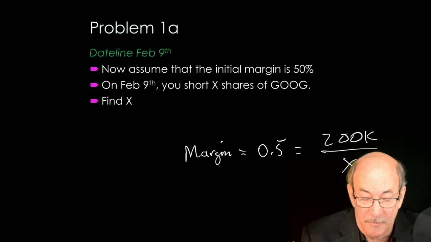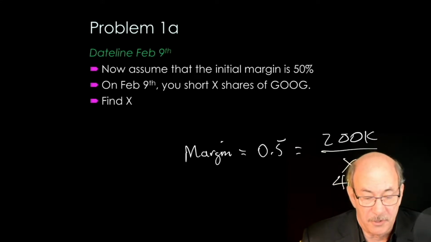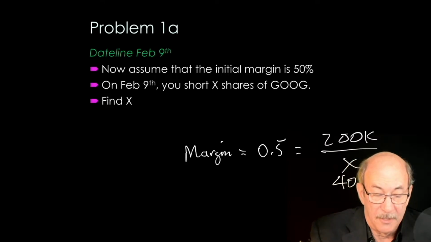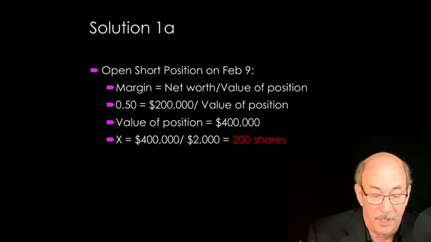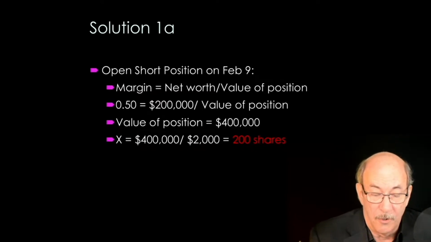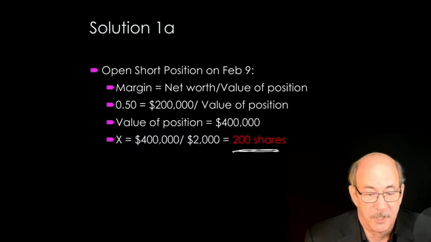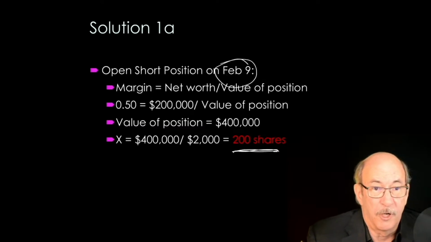But obviously, X ends up being 400K. There we go. And so we can short up to $400,000 worth of Google stock with our $200,000 of net worth. And so the number of shares of Google stock that that translates to is the 400,000 total net position divided by $2,000 per share. So we are going to short 200 shares of Google stock. So that's our current position as of February 9th.